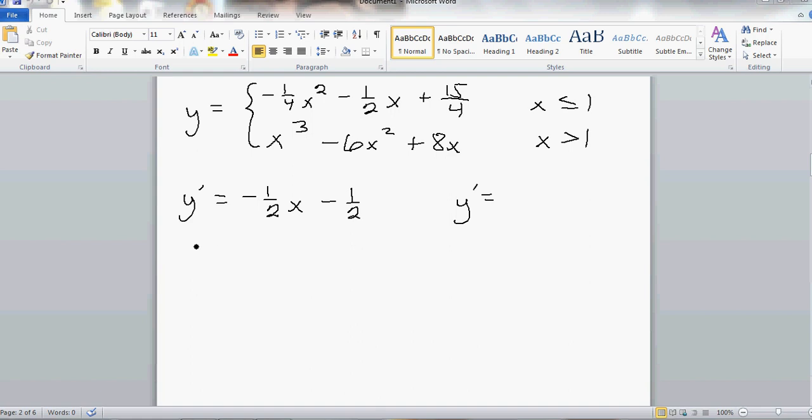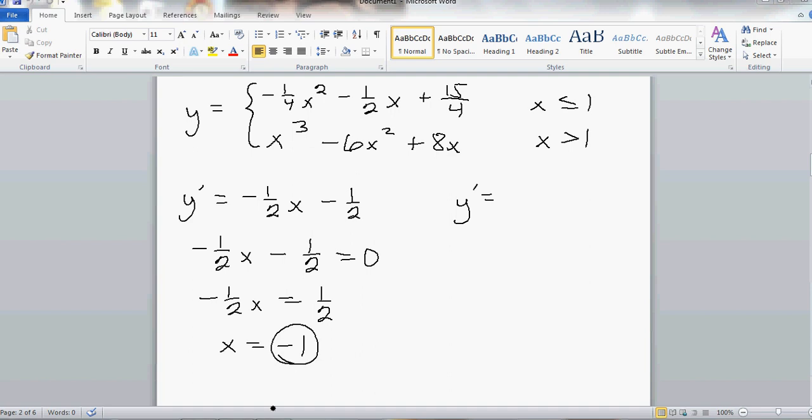Well, first thing we want to do is set that equal to 0, because it's defined everywhere, so there's no place that it's not defined. We set it equal to 0, so add 1/2 to both sides, then divide both sides by negative 1/2, so that x equals negative 1. So we've got a critical value, or a critical point, when x is equal to negative 1. It also may occur at 1, because this is an endpoint. So we need to check what it would be at 1, right at that point.